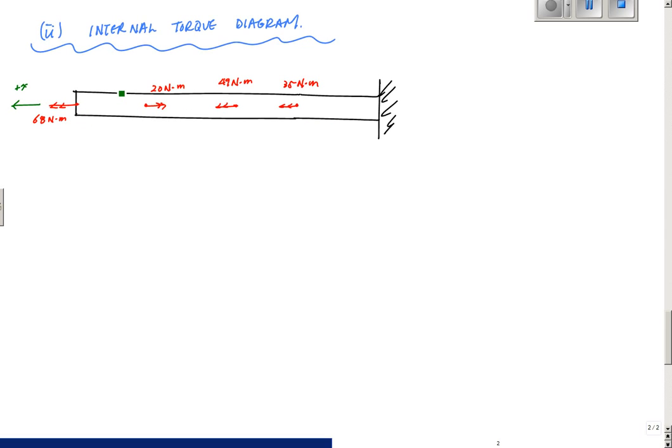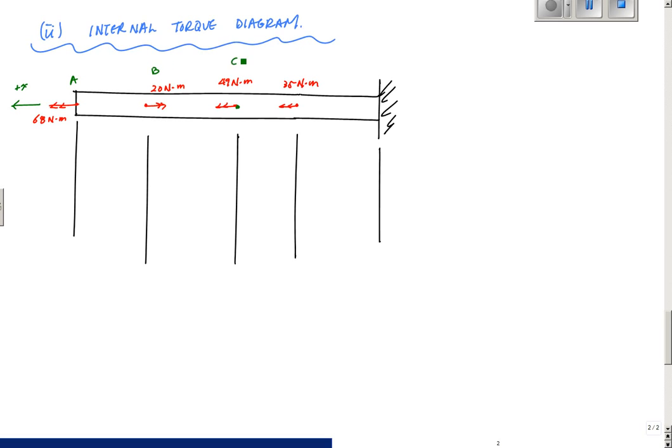I've got my external loads. I already made cuts through each of these. I know what the internal torque values are. Wherever I have quote-unquote discontinuities, or concentrated torques, I'm going to draw a vertical line, just like I would in a shear diagram for a beam, where I have point loads or concentrated moments. I know that these are going to be segments where I'm interested at these points. This was A, B, C, and this was D, and this was E right here.